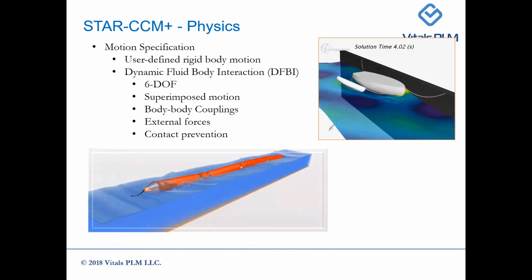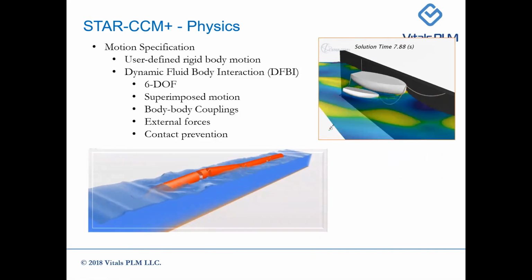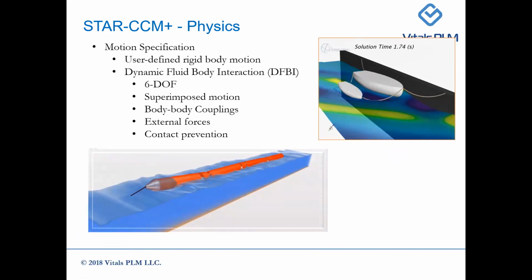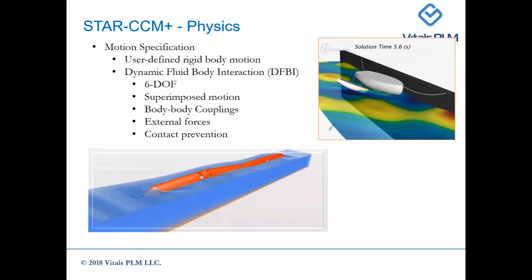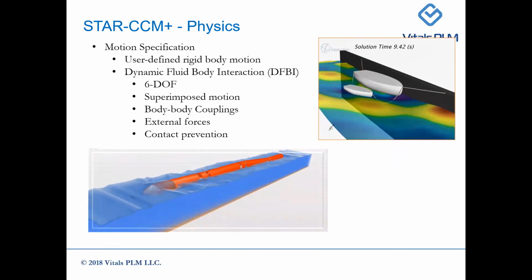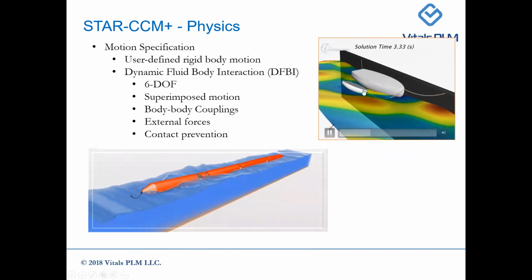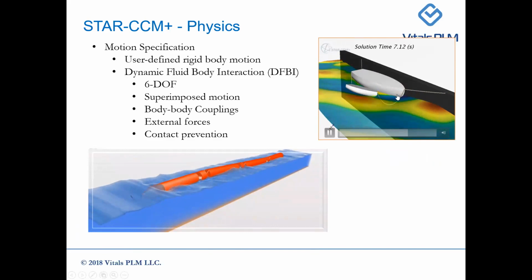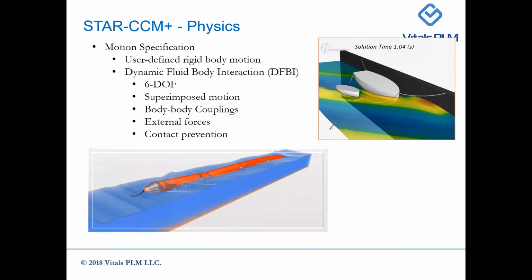Coming to the physics, the motion specifications. User-defined rigid body motion: we can specify our own rigid body motion, how you want to model the motion. Dynamic fluid body interaction with all 6 degrees of freedom. We can superimpose different motions. There are body couplings, as you can see here, two boards connected to each other. So we can use these couplings, any external forces acting on the structures, and then the contact prevention between the surfaces.